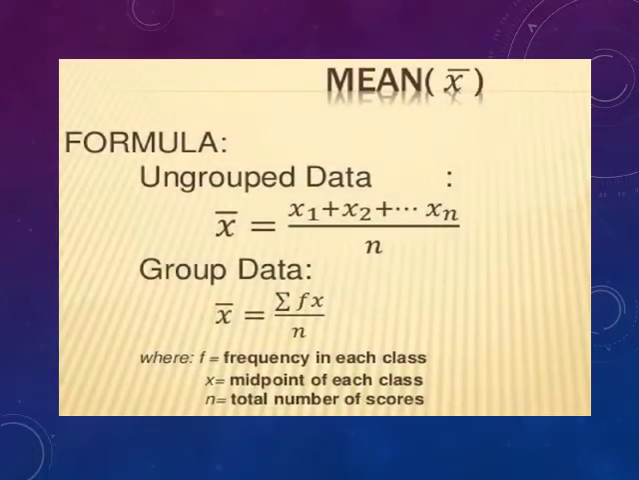Mean. It is found by adding all the values of the observations and dividing it by the total number of observations. It is denoted by x bar. For ungrouped data, x bar equals the sum of all observations divided by the number of observations, that is x1 plus x2 plus etc. up to xn divided by n. For grouped data, x bar equals summation fx divided by n, where f is the frequency in each class, x is the midpoint of each class, and n is the total number of scores.